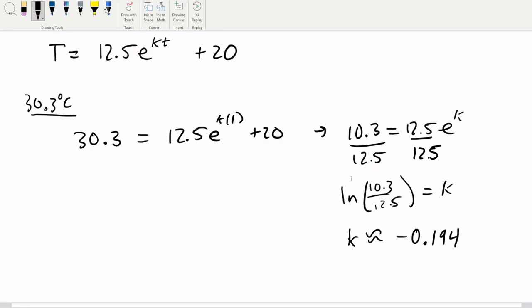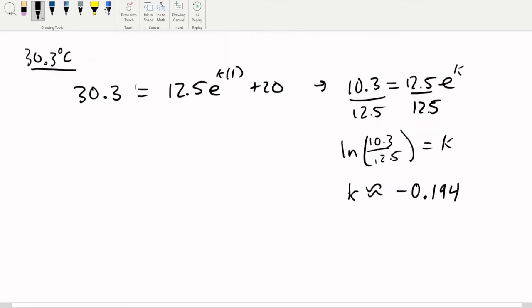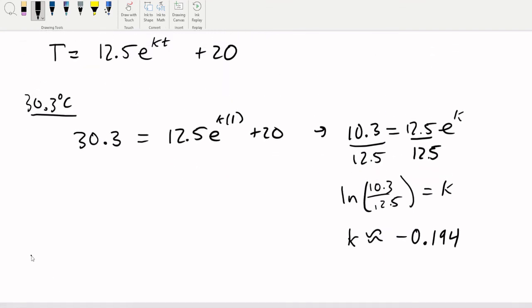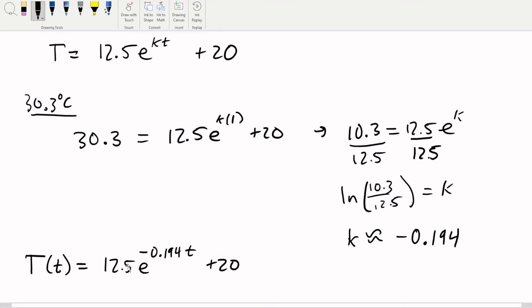Okay, so we know k now. So we could plug that into our formula. So our formula now becomes the temperature of the body at some number of hours after 1:30 is 12.5 e to the kt plus 20. Okay, awesome. We have our temperature.